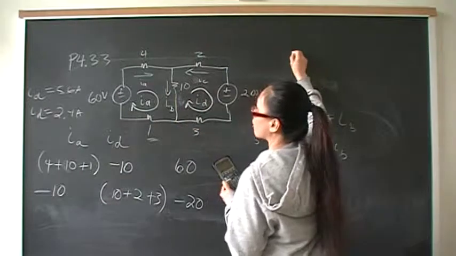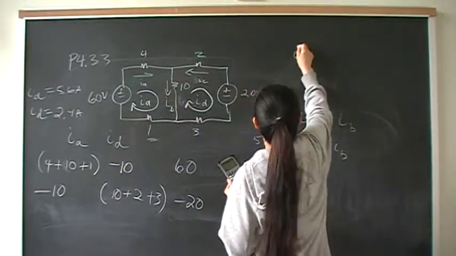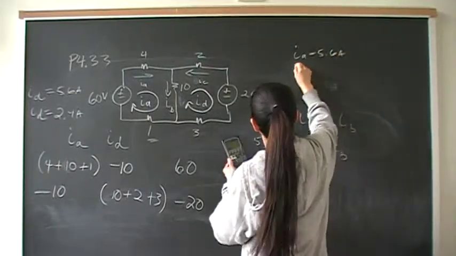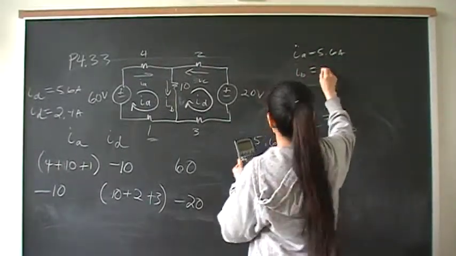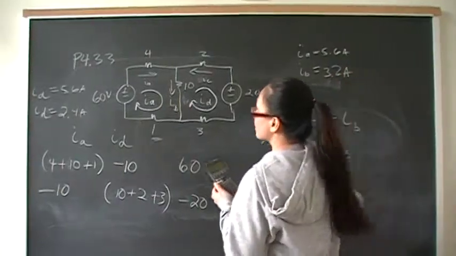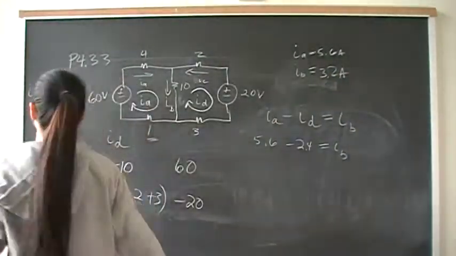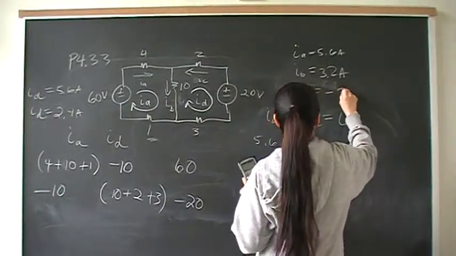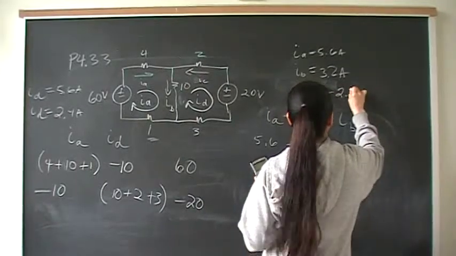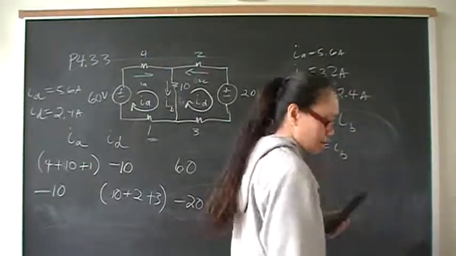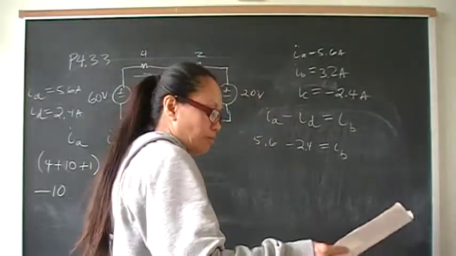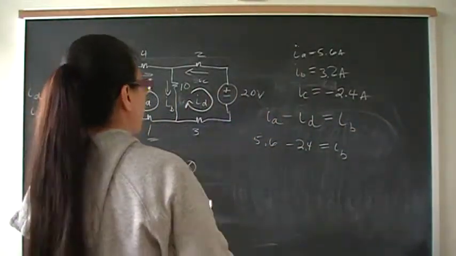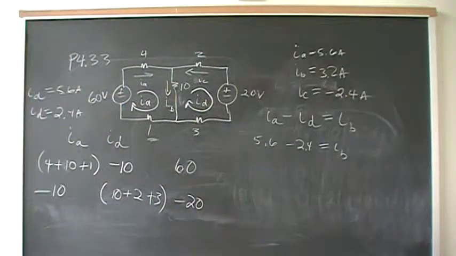So let's gather everything we have. IA is 5.6 amps. IB is 3.2 amps. And then IC is going to be negative ID, which means IC is negative 2.4 amps. And let me double check. Okay, so 5.6, 3.2, and negative 2.4. And that is the answer to part A.